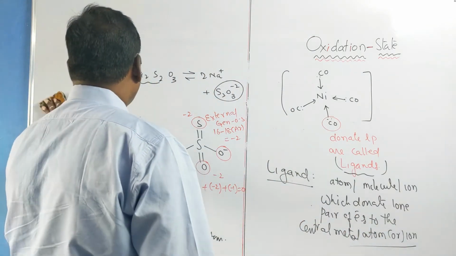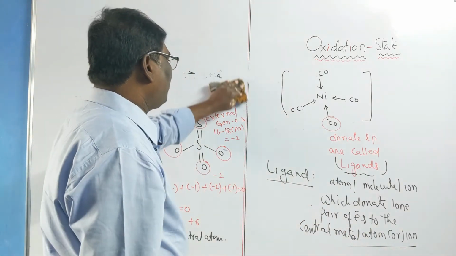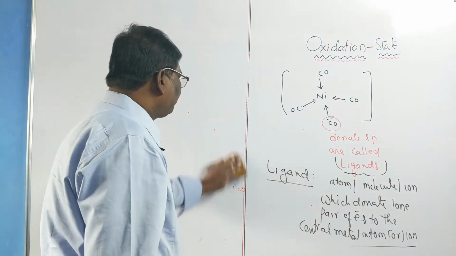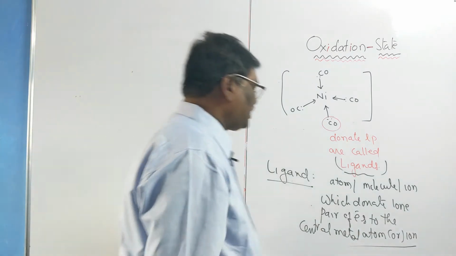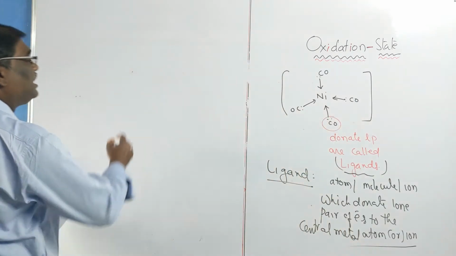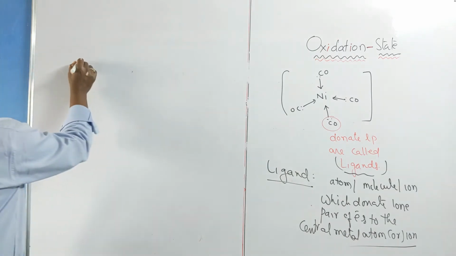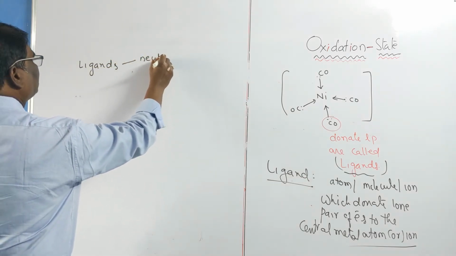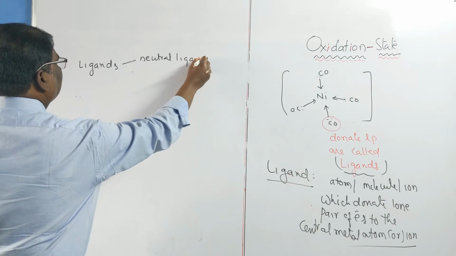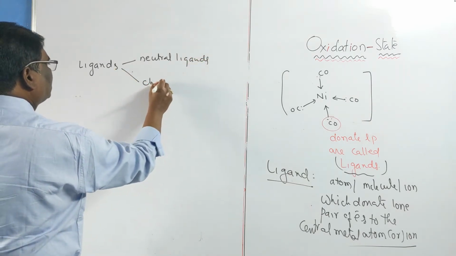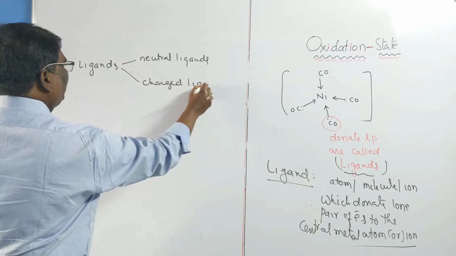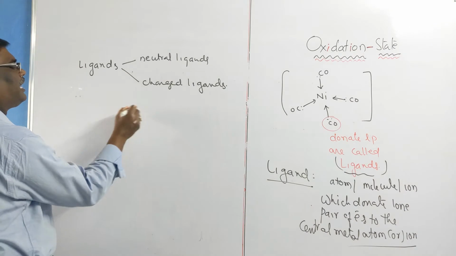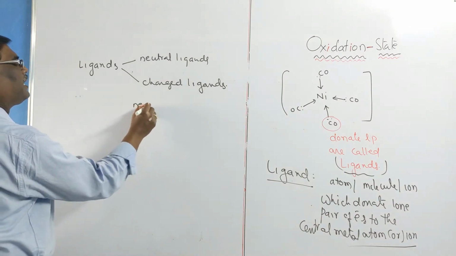Now, in the formation of a complex, the ligands donate lone pairs of electrons to the central metal atom or ions. Now here ligands are again classified into two types. Ligands are classified as neutral ligands and charged ligands. Now, what are the neutral ligands we have?